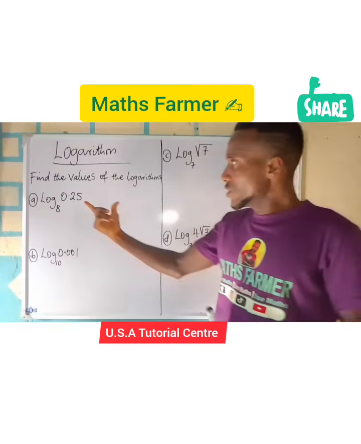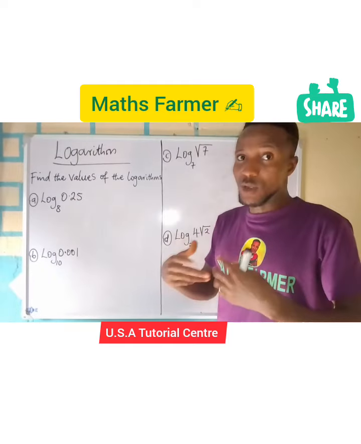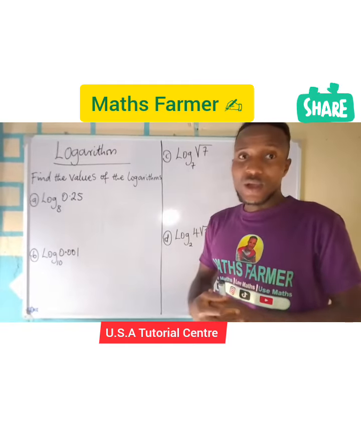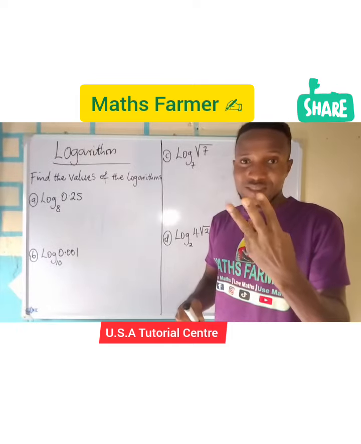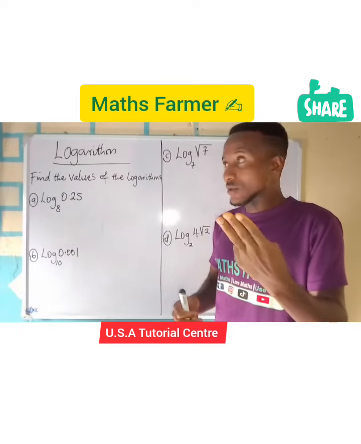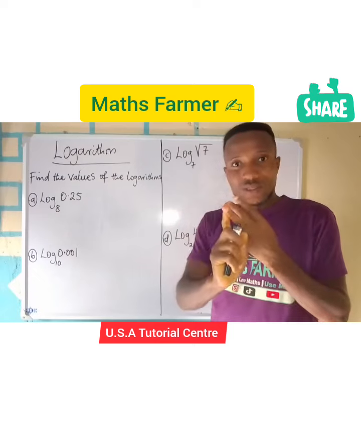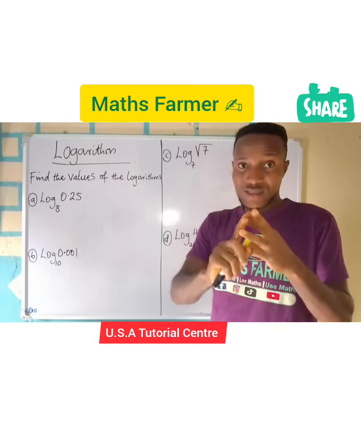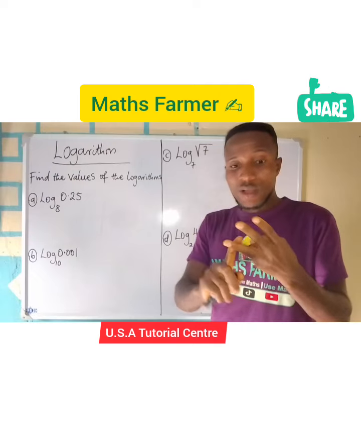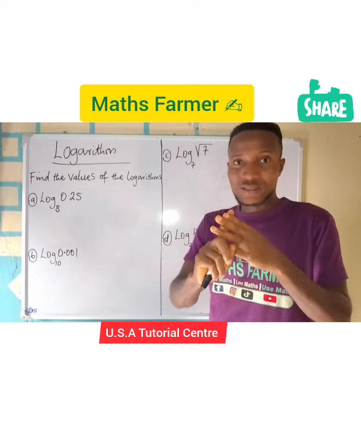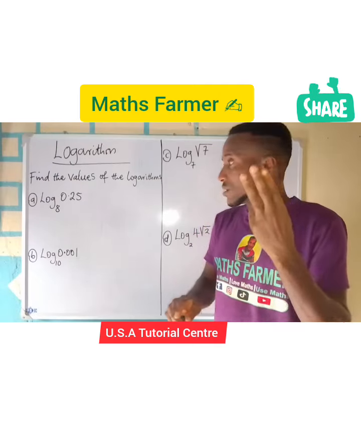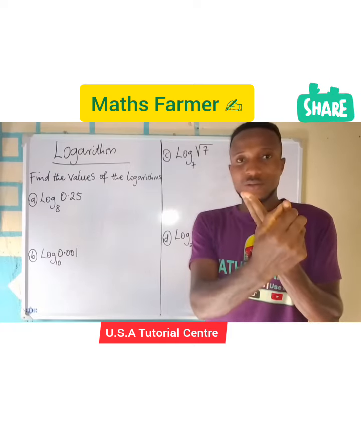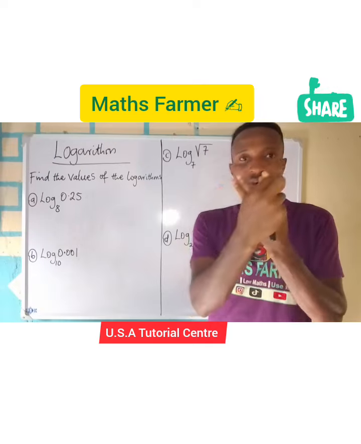Now, if you have watched my previous videos on logarithm, I told you that there are three things or three variables in logarithm: the number, the base, and what? The index or power. Three things. But in a question, they will give you two to find the other one.